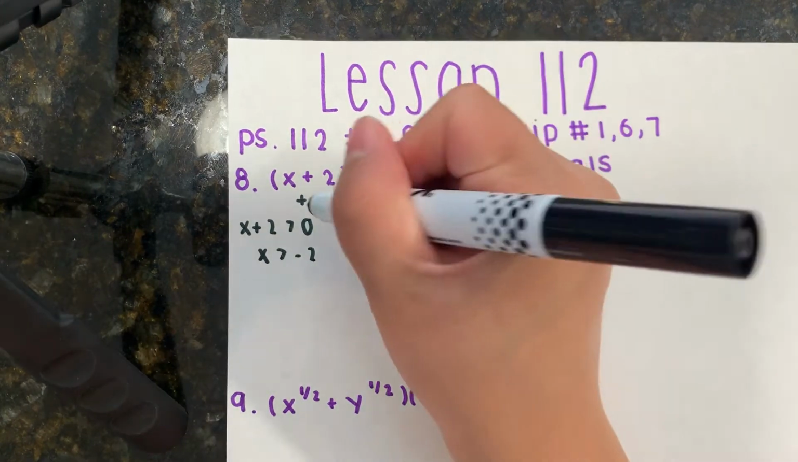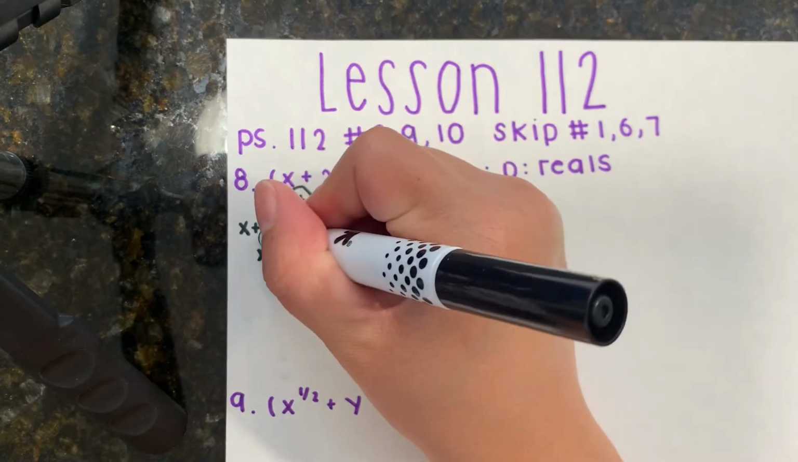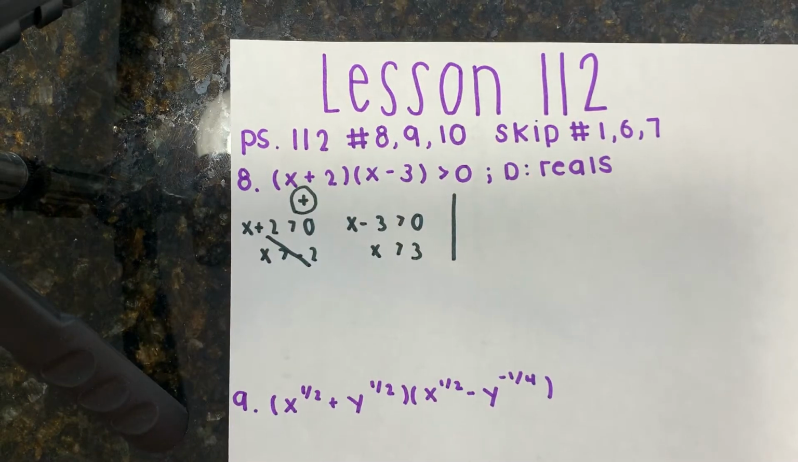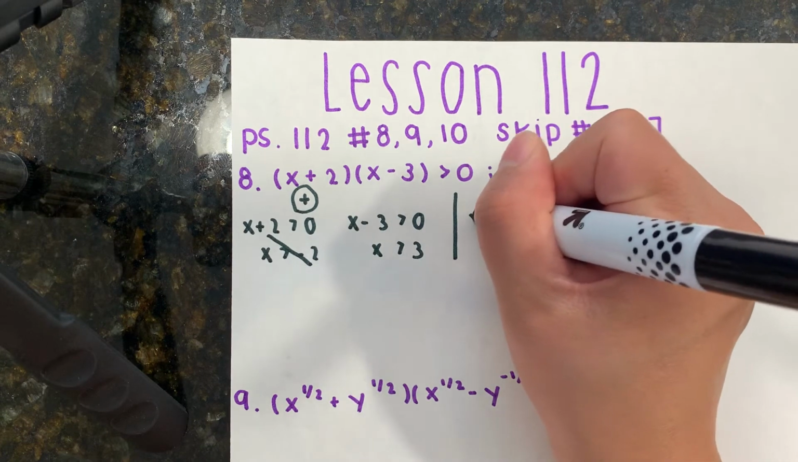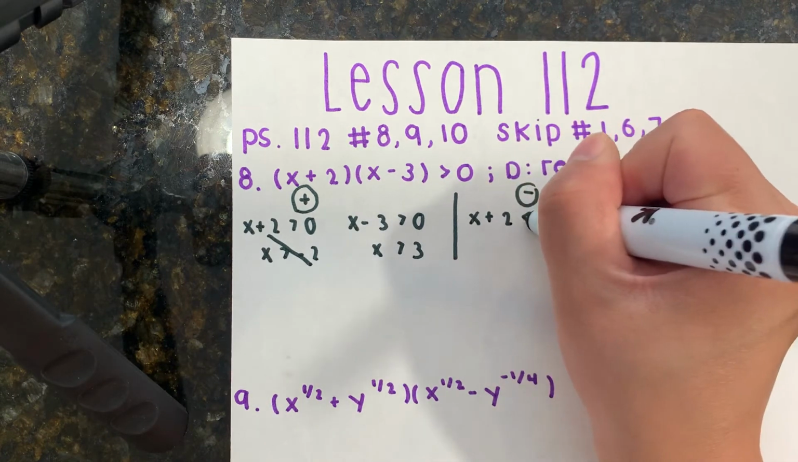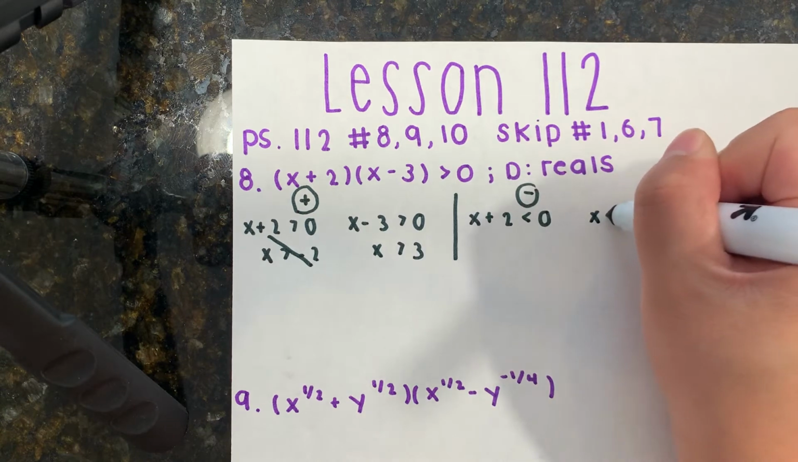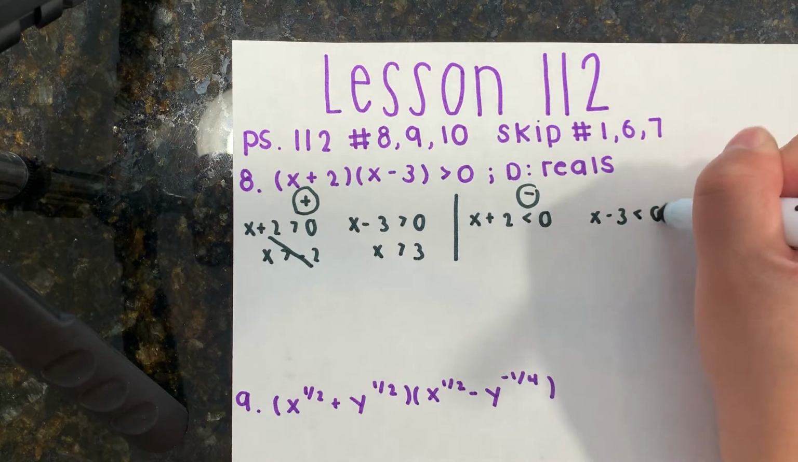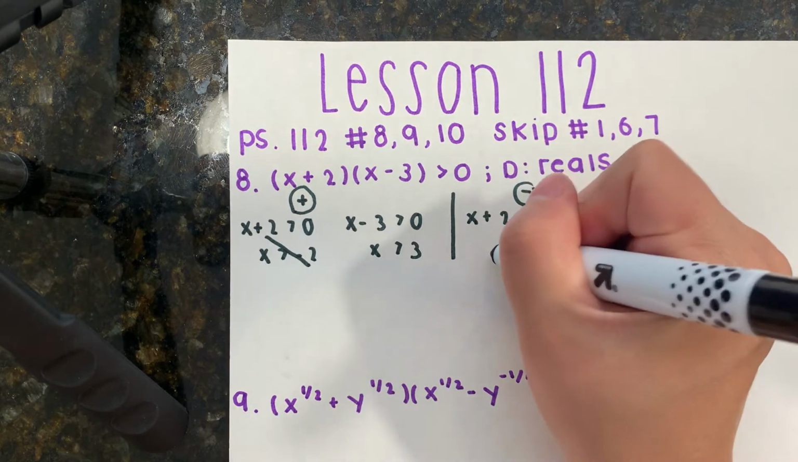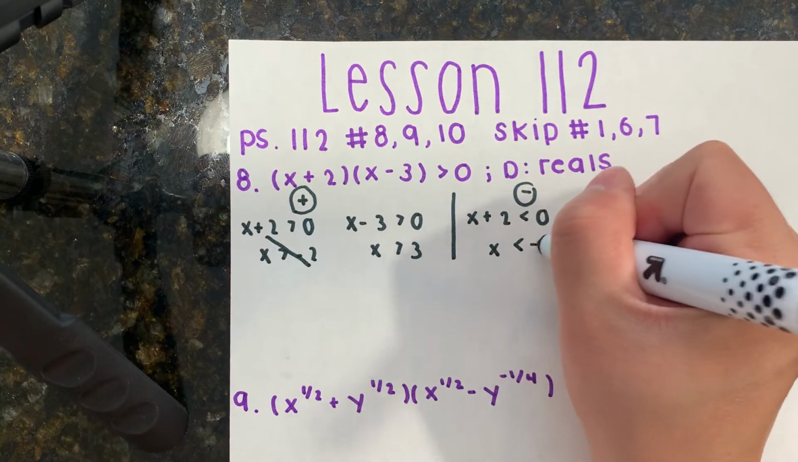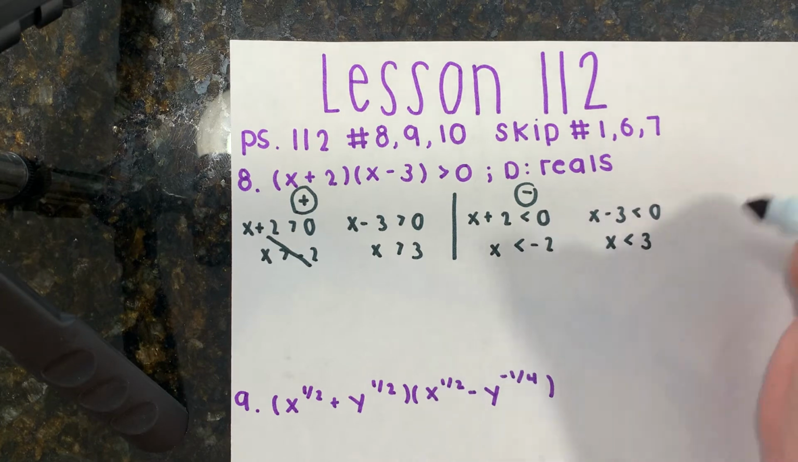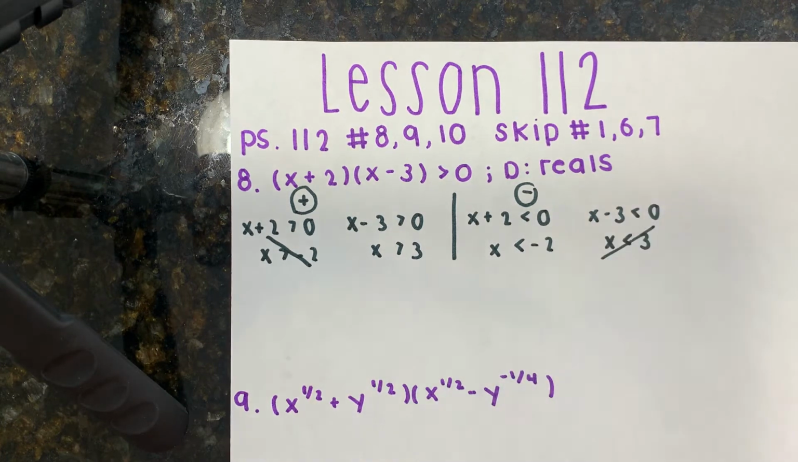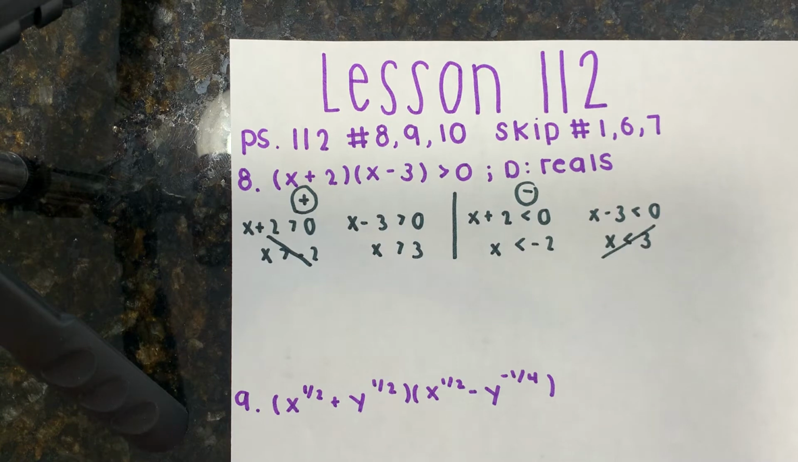Again, we're looking for the positive this time, so we're not going to use this inequality. Now for the negative, I'm going to do x plus 2 is less than 0, and then x minus 3 is less than 0. When I move the 2 to the other side, I get x is less than negative 2, and then x is less than 3. Now we're not going to use this value. We're only going to use the negative 2, and 3, which are going to be my two endpoints.